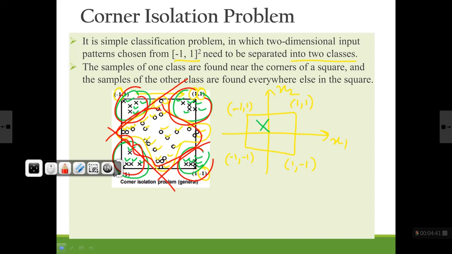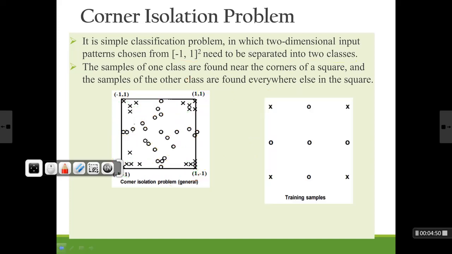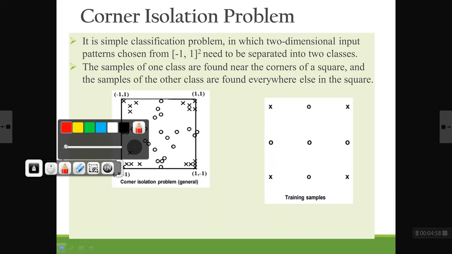Now coming to this particular thing, what we have to see is that first we shall see how we can simplify this corner isolation problem. Rather than taking so many points in the pattern space, we will be taking a few limited points in the pattern space and see what happens to the corner isolation problem.